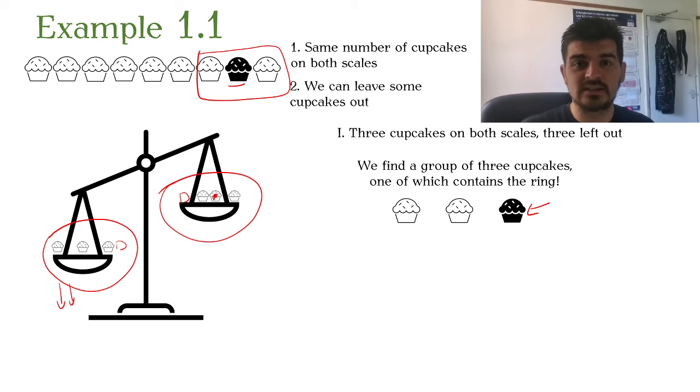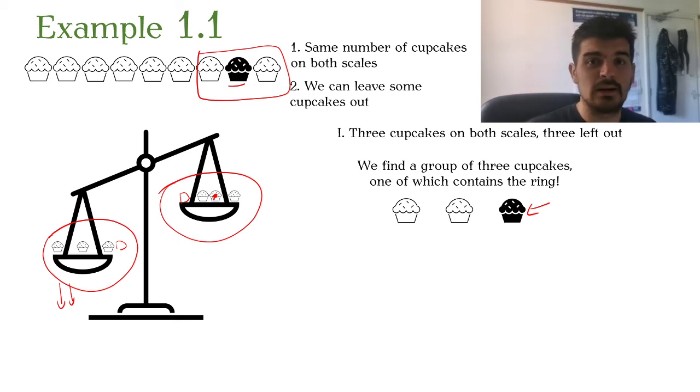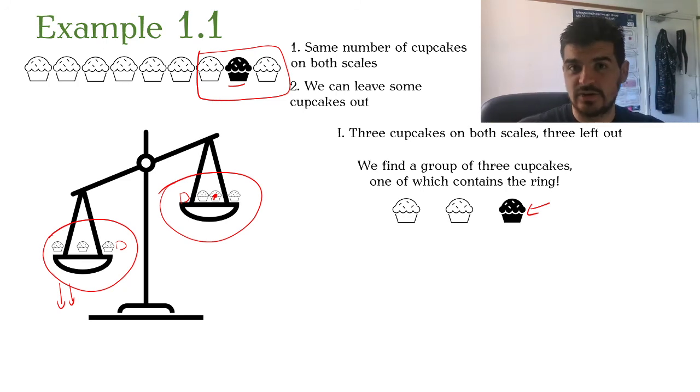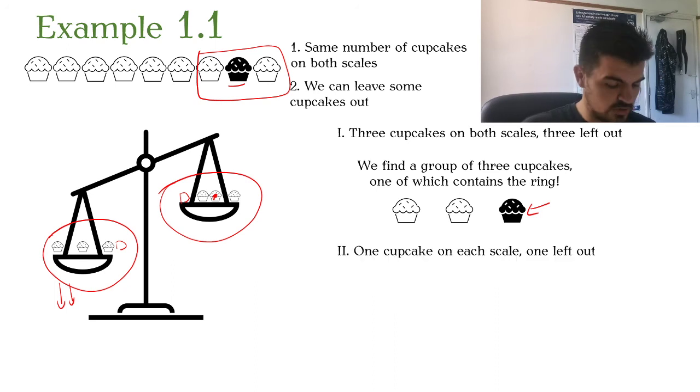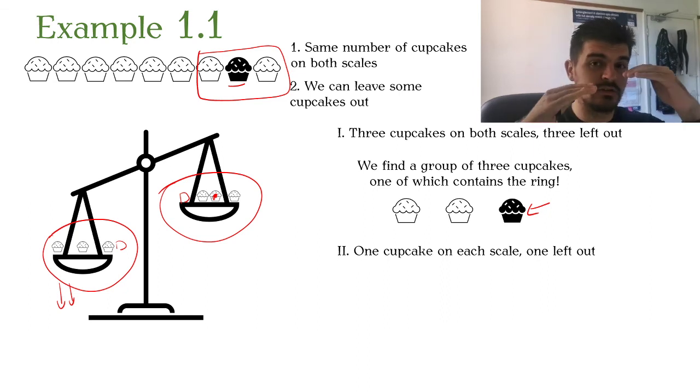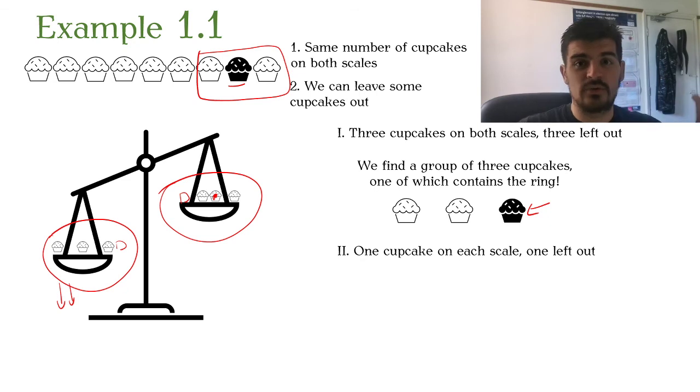We have 3 cupcakes, and we just do the same thing, right? We put 1 cupcake on each side, and the third one we leave out. The third one is not being weighed. And then if they come in balance, that means that the third one we didn't put on scales has the ring. But if one of the cupcakes is heavier than the other, that means that the heavy one has the ring, right? So in step 2, again, 1 cupcake on each scale, right? And then if one of them goes down, that one has the ring. If they are in balance, the third one has the ring, right?